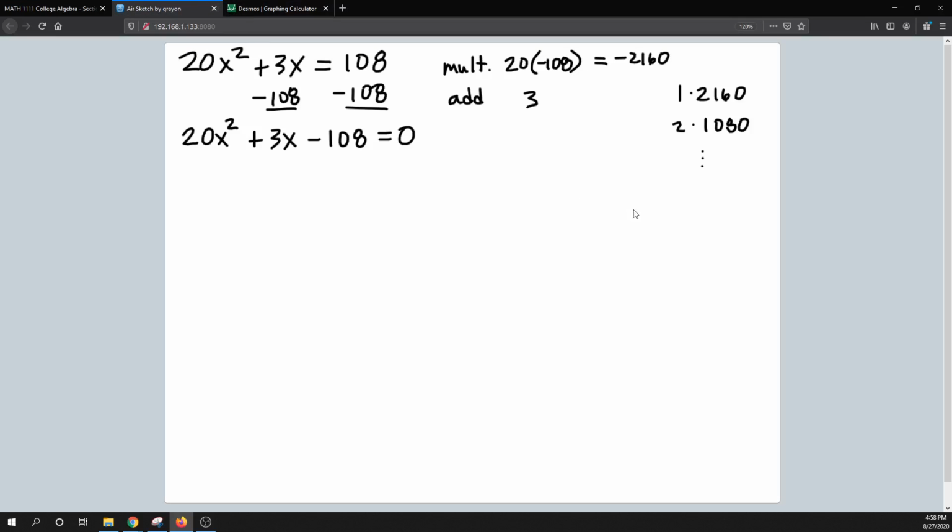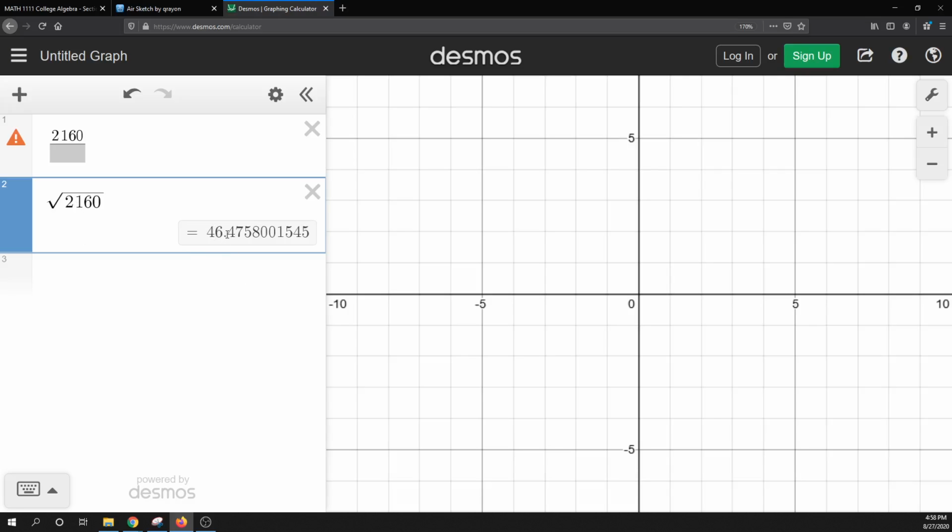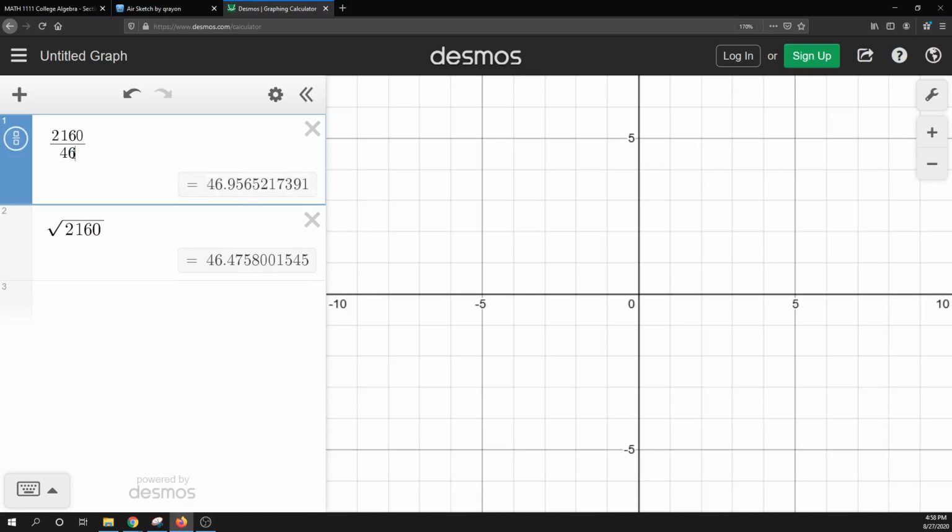So the trick is, if it's way down in the list, if you want to start searching this list of factors the other way, take the square root of that number. So if I do square root of 2160, I can see that that is 46 point something. So if you start at 46 and go down, 46 doesn't go in evenly, but if you start going down, then you see the next number right there is 48.